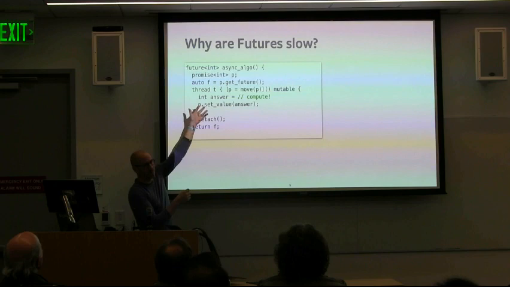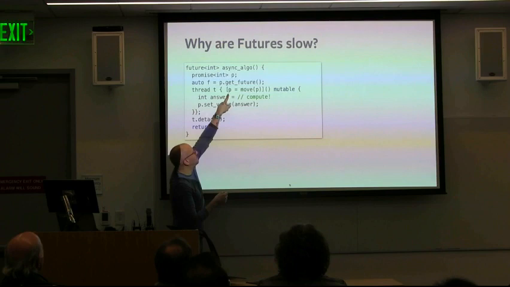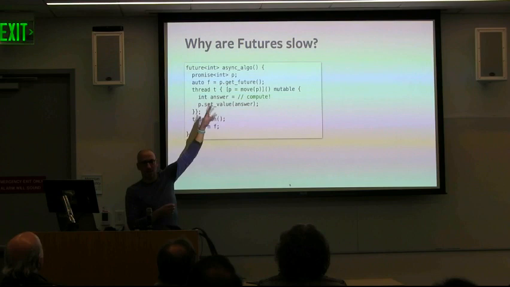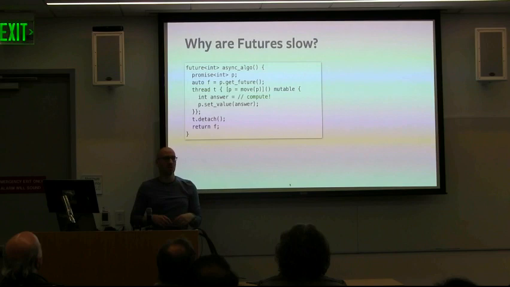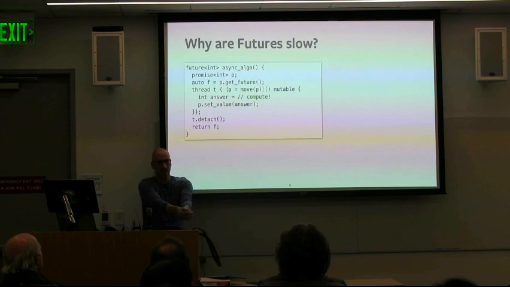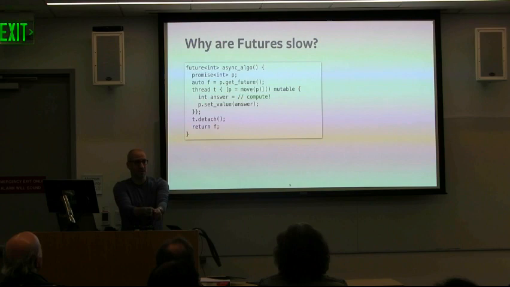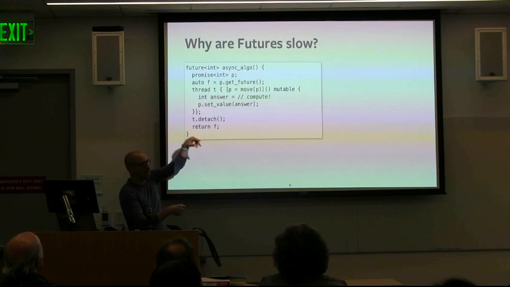Now you spin up a thread, and you move the promise into that thread. And then it's going to do some computation. Imagine that's a very complicated computation. And then you call p.set_value with the answer. So this thread has computed the result. It's going to stuff the result into the promise. And that's in one thread of execution. That's a different thread of execution than this caller, the calling function. So then you detach that thread, and you return the future to the caller.